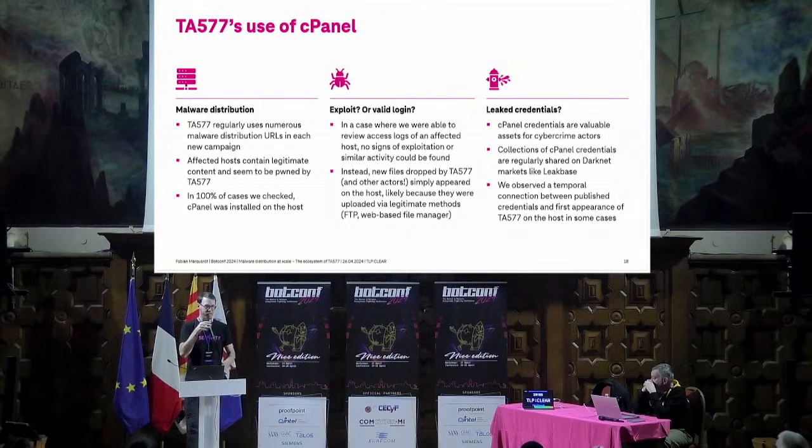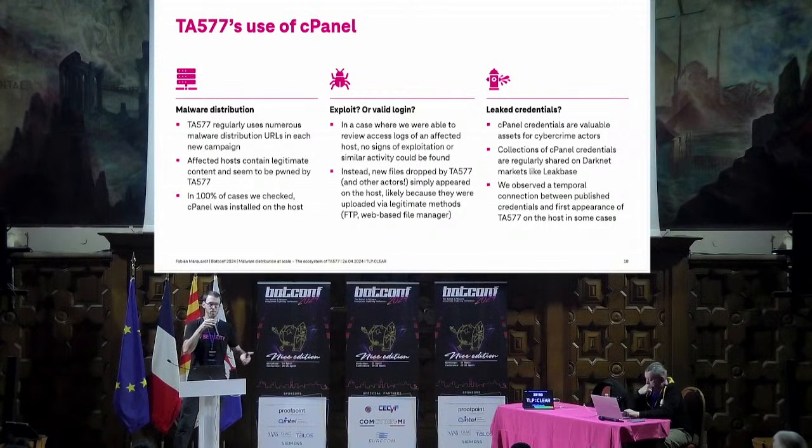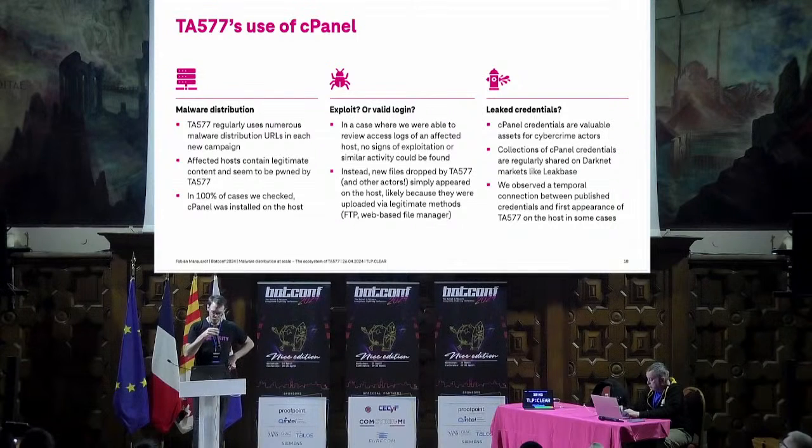In every campaign, and they launch multiple campaigns per week if they are in a period of high activity, they had campaigns with numerous URLs spanning a lot of servers, and we were asking ourselves, okay, how are they keeping up this high volume, this high amount of servers? How are they even getting access to such a number of servers? We also quickly noticed the affected hosts also contain legitimate content, so it's not an infrastructure that is purely set up for malicious purposes. And in, I would say, 100% of cases where we checked, cPanel was on that host.